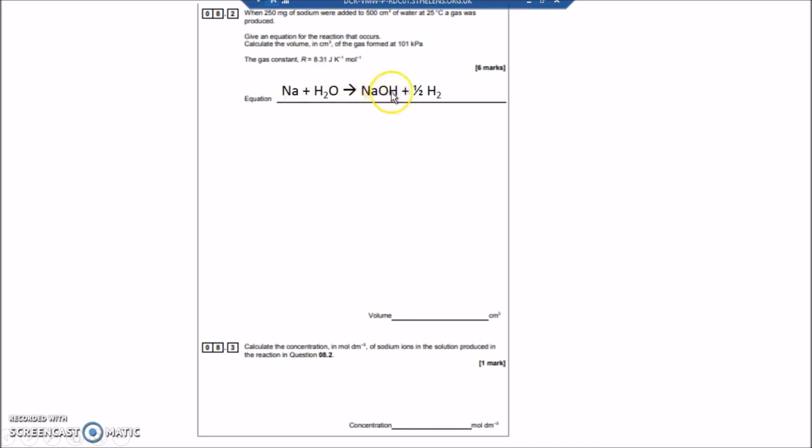I know hydroxide is OH minus, Na is Na plus because it's in 1 plus oxidation state, it's in group 1, so it's just NaOH, and you make some hydrogen, and you can balance that by putting half H2.